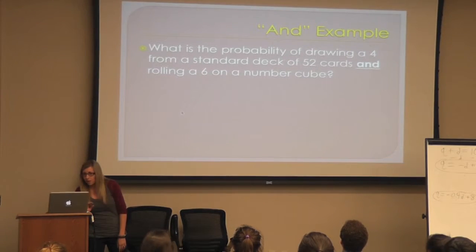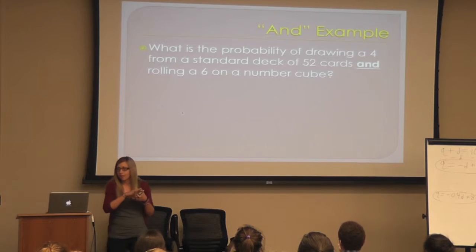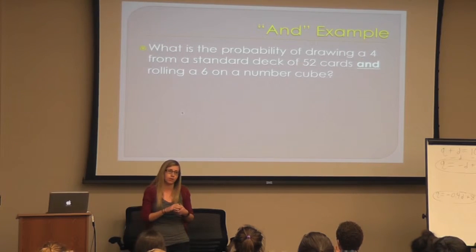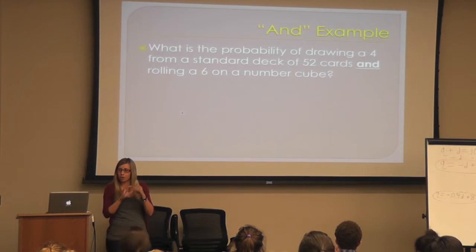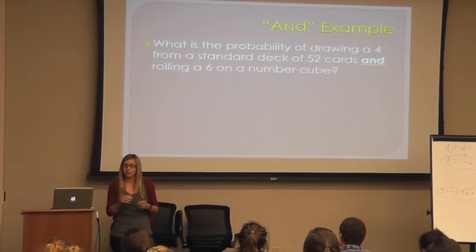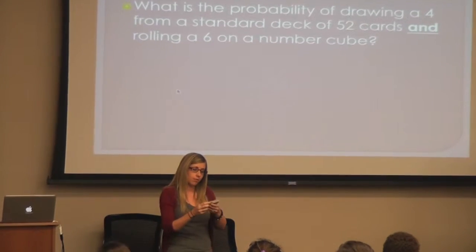Here's another example. I have a deck of cards. I'm not going to do anything really fun with the cards, so don't get too excited. But what is the probability of drawing a 4 from this deck of cards and rolling a 6 on a number cube? First we need to look at drawing a 4. How many 4s are in a deck of cards? 4. There's one of each suit. How many total cards are there? 52. So, what's the probability of drawing a 4? 1/13.